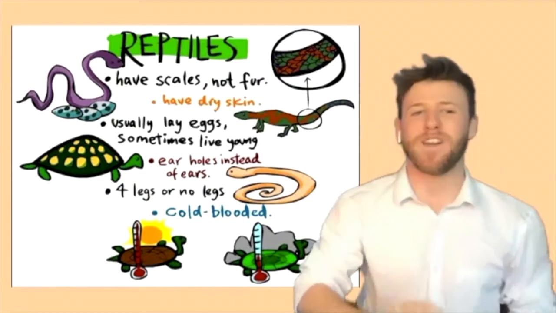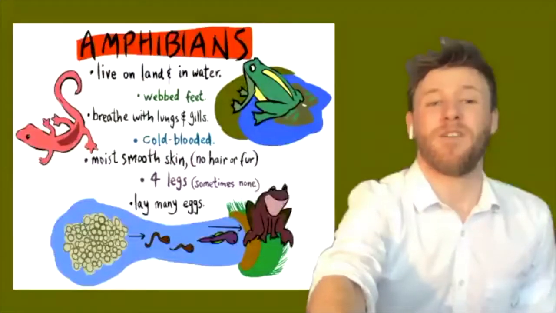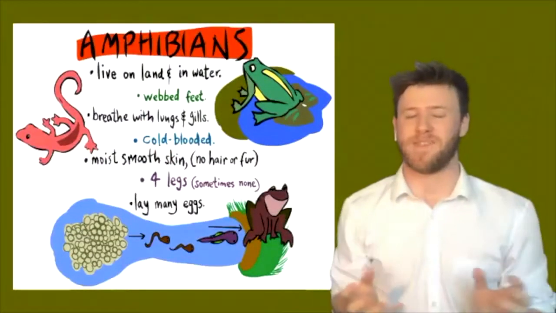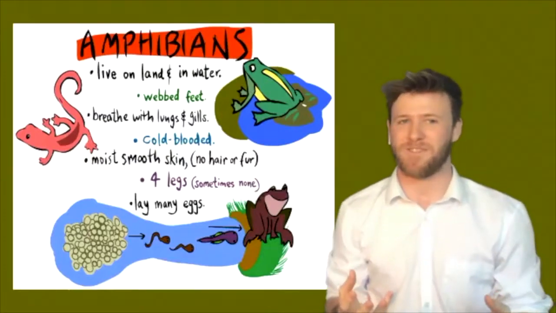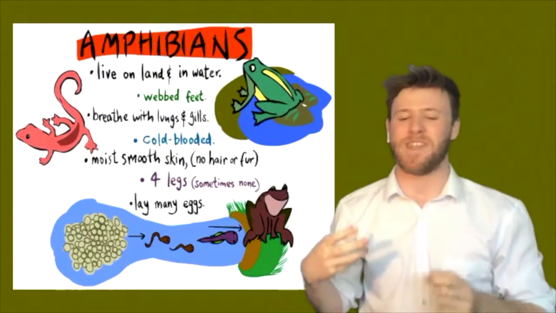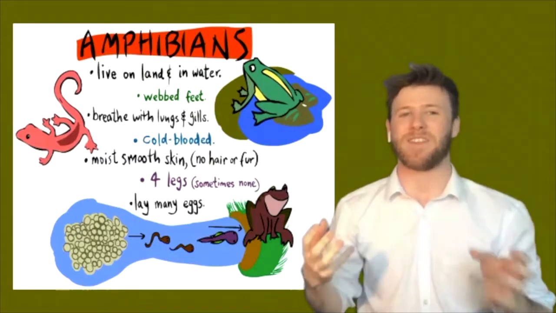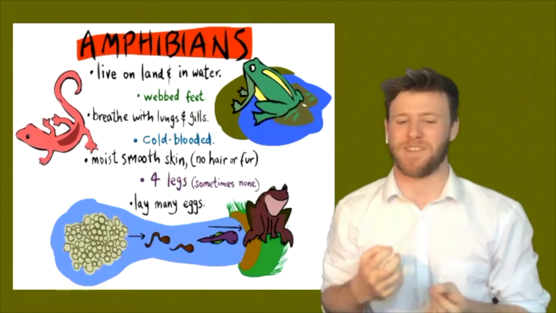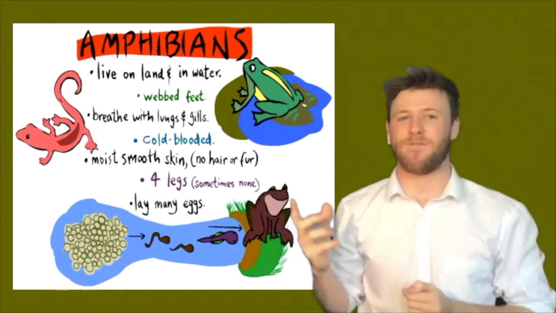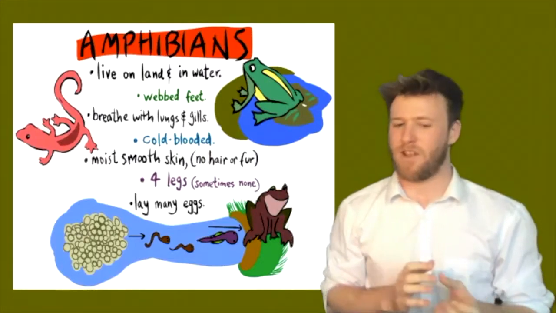So the fifth and final group of vertebrates, animals with a spine, that we can put animals into, are amphibians. And amphibians we tend to see more in the UK, sometimes, if we're lucky, in our garden as well. And that would be things like frogs and toads, if you're very, very lucky.